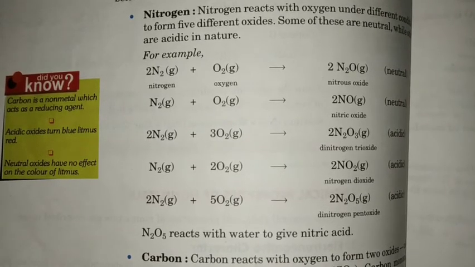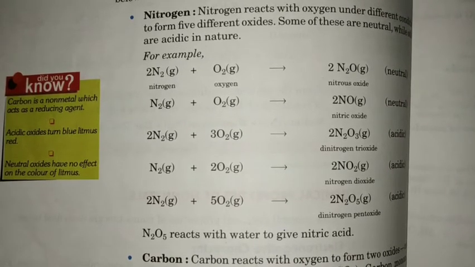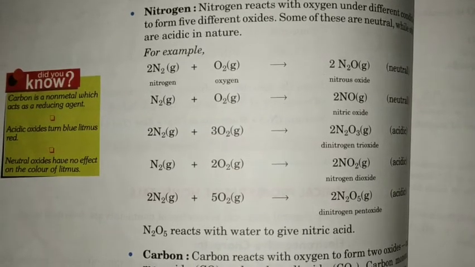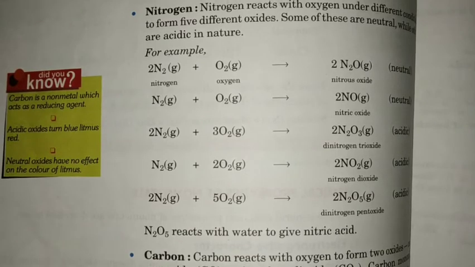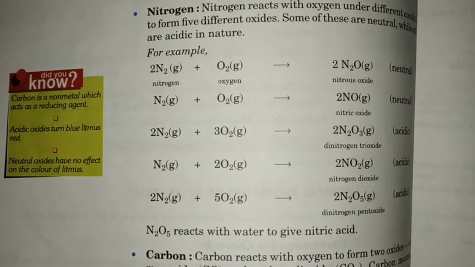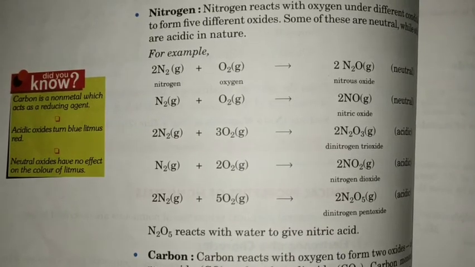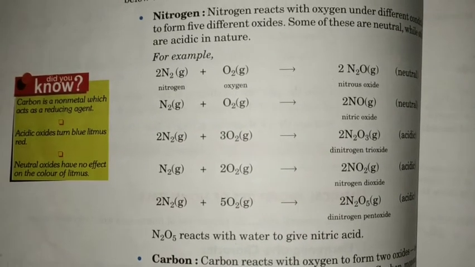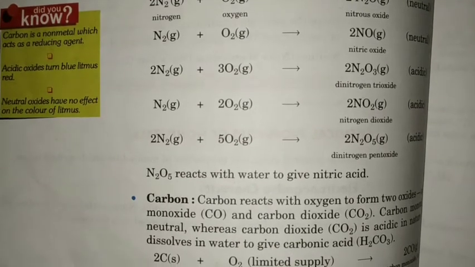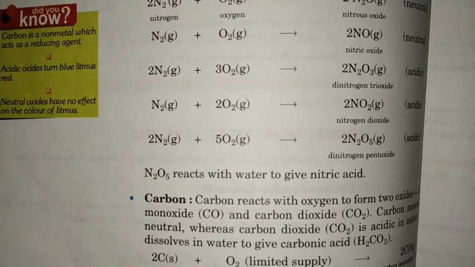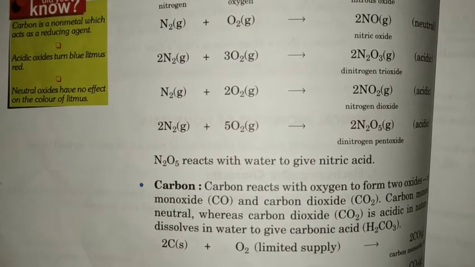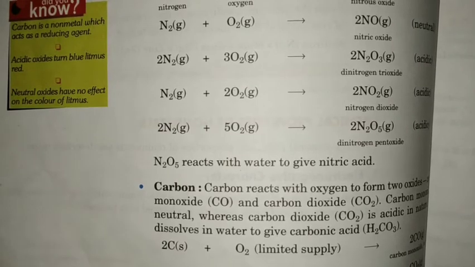So of all the 5 oxides of nitrogen, the first 2, nitrous oxide and nitric oxide, are neutral oxides, and the rest 3 are acidic oxides. Now you see N2O5 reacts with water to give nitric acid. Nitric acid, you know, is HNO3.